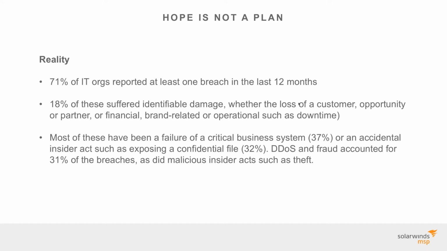Now, most of these have been a failure of a critical business system or an accidental insider act. DDoS and fraud accounts for a little less than 1/3 of it. So again, that's 37%, 32%, 31%. So they're all different kinds of vectors. And so if you don't have these different layers, you can't protect against the different vectors.